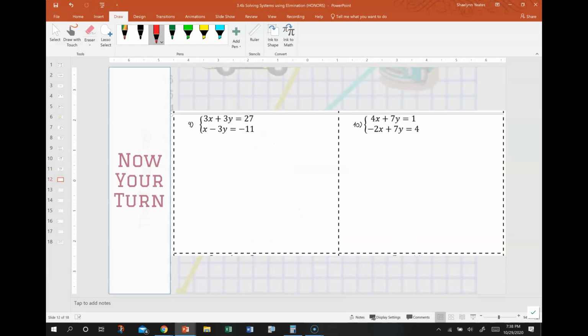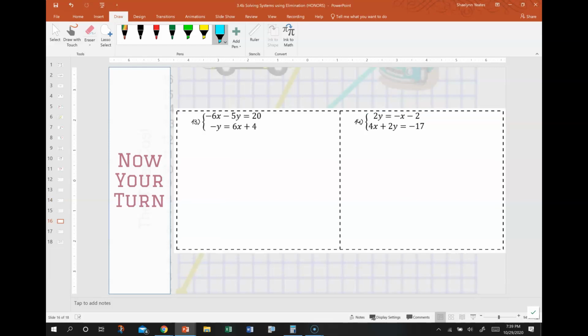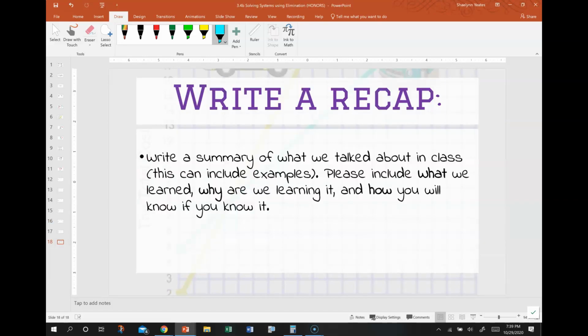All right, I want you guys to go ahead and give this one a shot. Then give this one a shot. Notice that sometimes you need to rearrange, and by sometimes I mean this one. You'll need to rearrange it so that x's line up with x's, y's line up with y's, equal signs line up with equal signs, and numbers line up with numbers. Okay, and then this one will be your final question. Again, you'll need to rearrange this equation so things line up, and you'll need to rearrange this equation so things line up. Okay, then once you're done, go ahead and write your recap, and you are done for today.